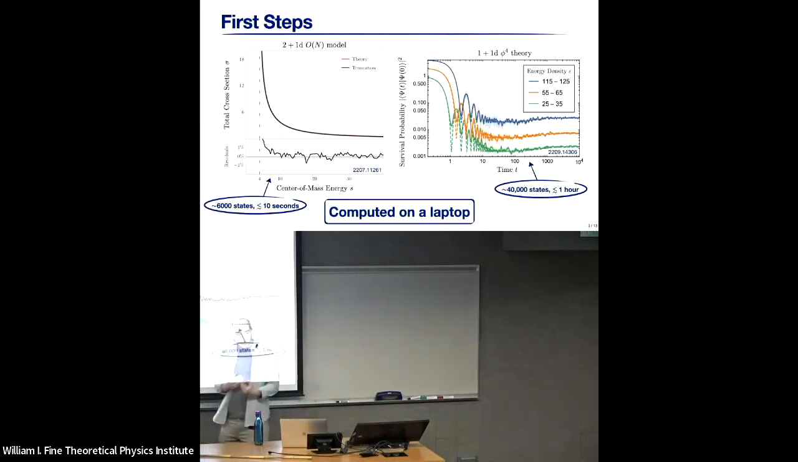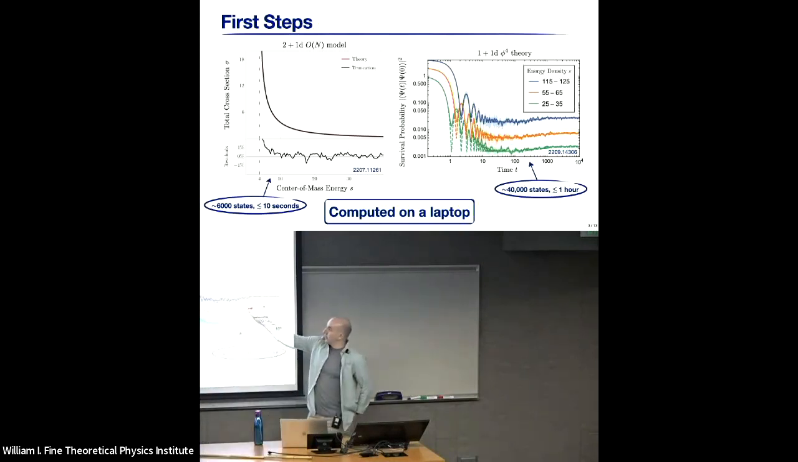We can resum the set of bubble diagrams, and that gives us the magenta line, which is the theory prediction. Then we can use the method I'm about to tell you about to compute this numerically, and we see that we agree to within percent level accuracy. And this is with minimal effort. This is a basis, which I'll explain in a second, but basically I have to diagonalize a 6,000 by 6,000 matrix.